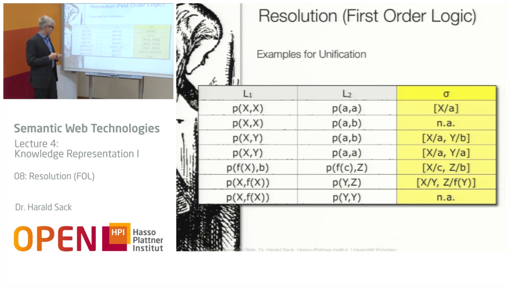On the last example, it's again not possible to unify both of them. Here we have the predicate p of the variable x and the function of x, and here we have the predicate of the two variables y, y. And yeah, you can substitute, of course, x with y. And then you have here, again, y, and it's not possible to make a unification here.